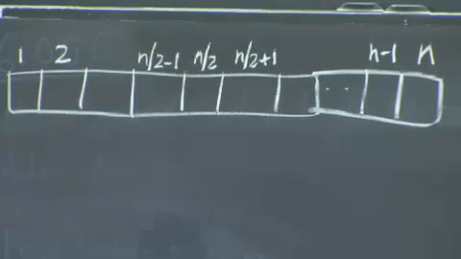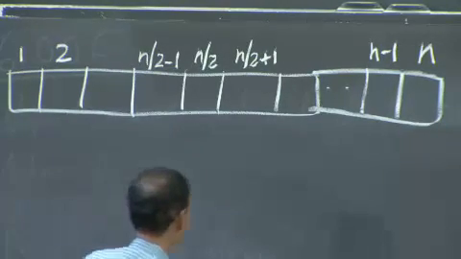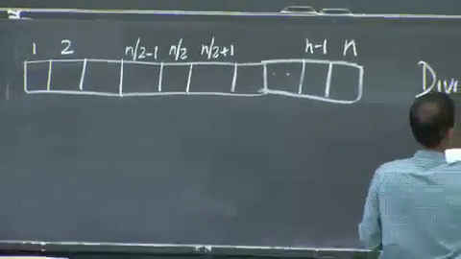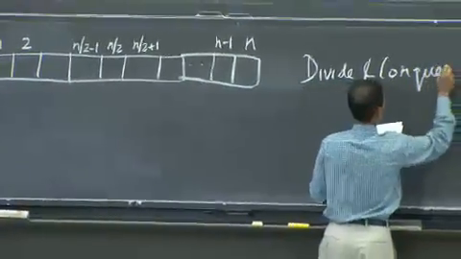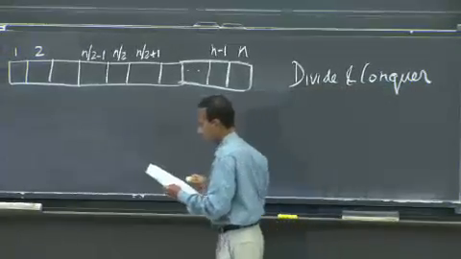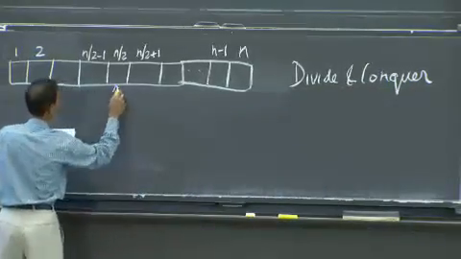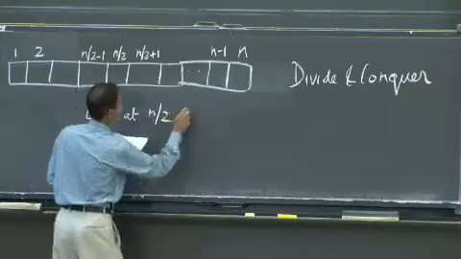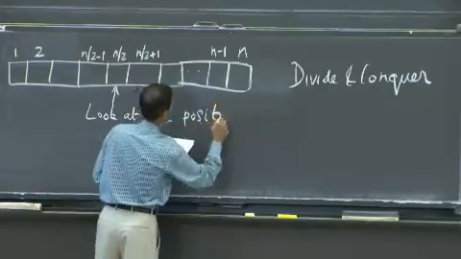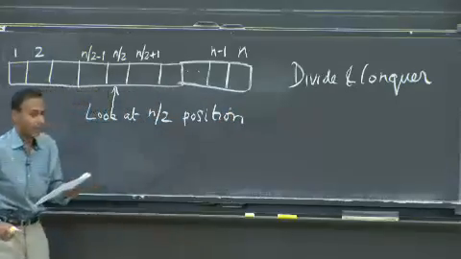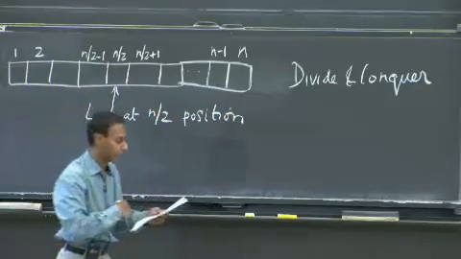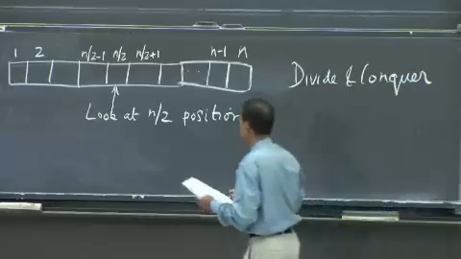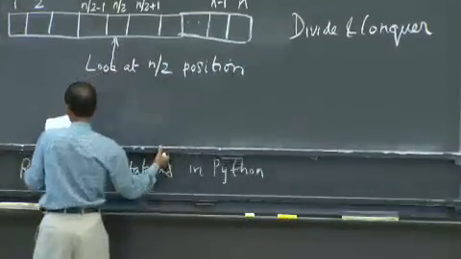So the picture you want to keep in your head is this picture that I've put up there. And this is a divide and conquer algorithm. You're going to see this paradigm over and over in 6006. We're going to look at the n/2 position. And we're going to look to the left, and we're going to look to the right. And we're going to do that in sequence.